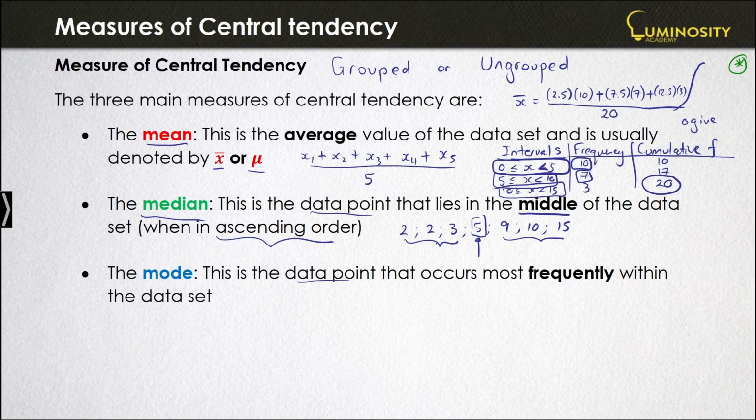All right, for the mode, this is the data point that occurs most frequently within the data set. And again, if you look at this example here, you can see the number 2 appears twice. Every other number just appears once. So we would say that the mode in that example is equal to 2.